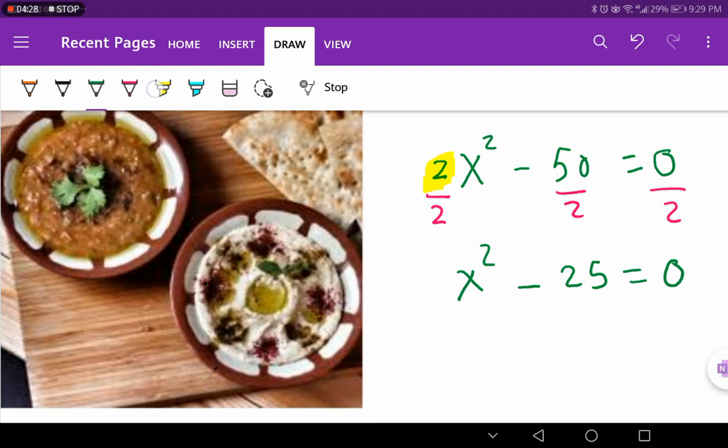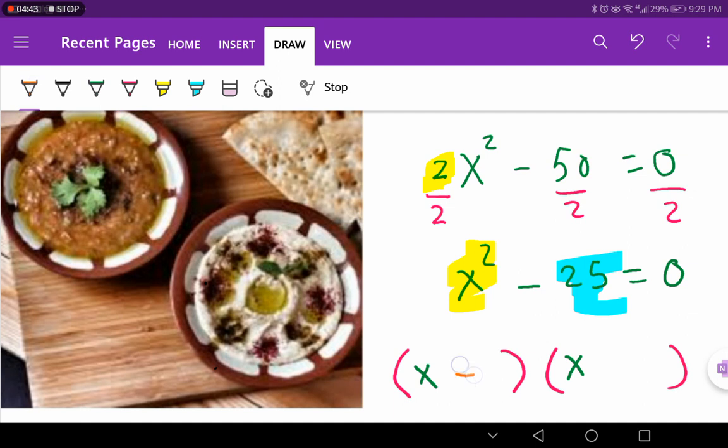And as you see here, it is a difference between two squares. X here and x there, plus minus, and 5 and 5, and we are done. Are you happy with that?